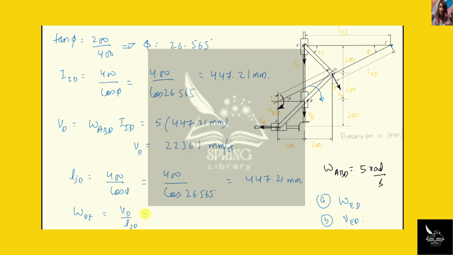Now omega DE we can easily calculate by using VD over LJD. VD we have calculated as 2236.1 over this value, 447.21, and we get the answer in radian per second. So omega comes out to be 5 radian per second, and the direction would be anti-clockwise. This is the answer for the A part.